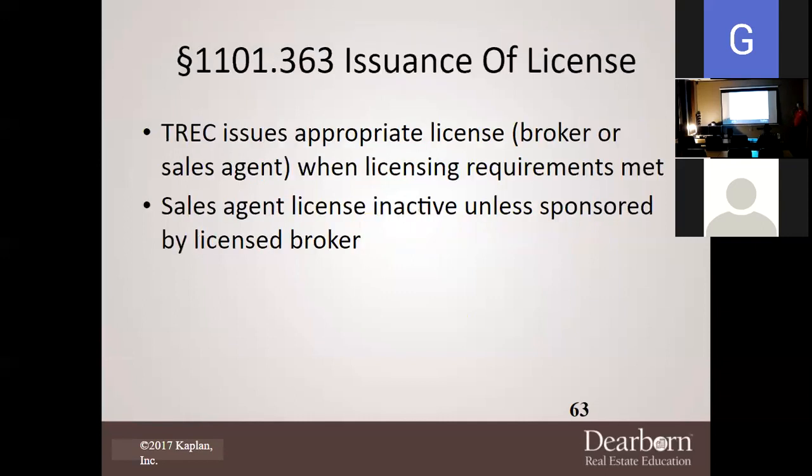Now, TREC, of course, will issue the appropriate license, either the broker or sales agent, when licensing requirements are met. The sales agent license will be inactive until sponsored by a licensed broker. So, Mr. 8, your license would stay inactive so long as you're not sponsored. But the minute you're sponsored, you go active and you can start working. Okay? And you can go back and forth, active and inactive and back and forth. But if you want to be a broker, every time you're inactive, those periods are subtracted from your active years. Makes sense? Okay.